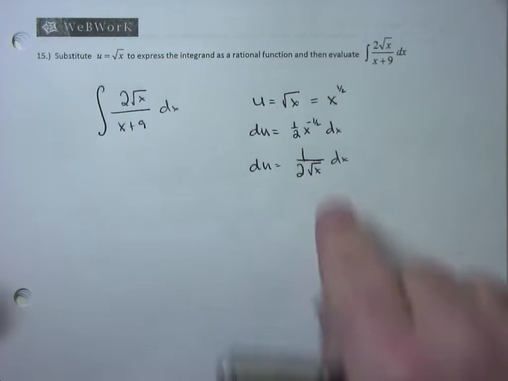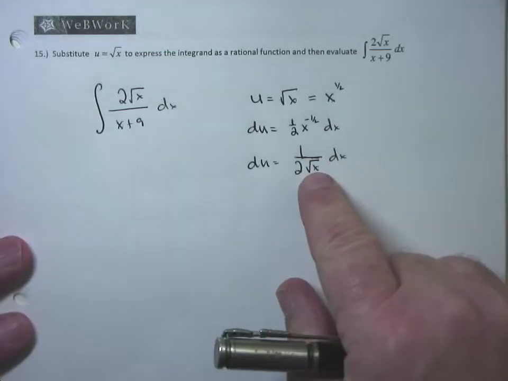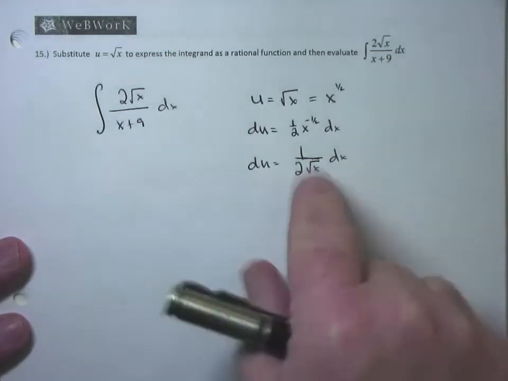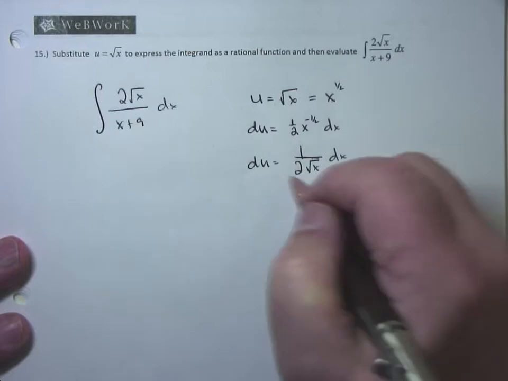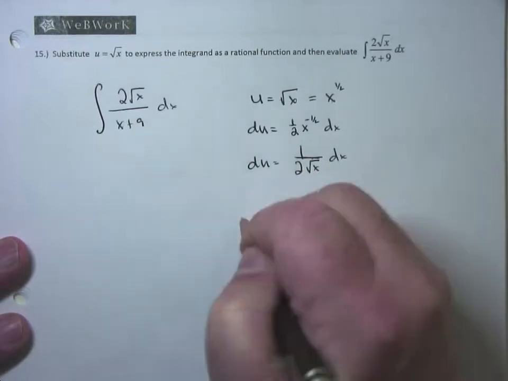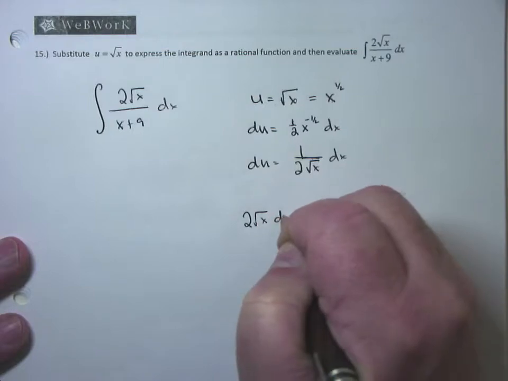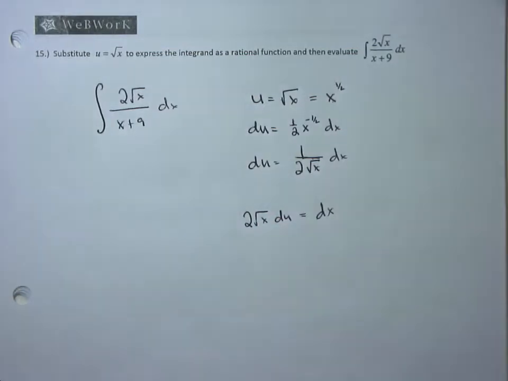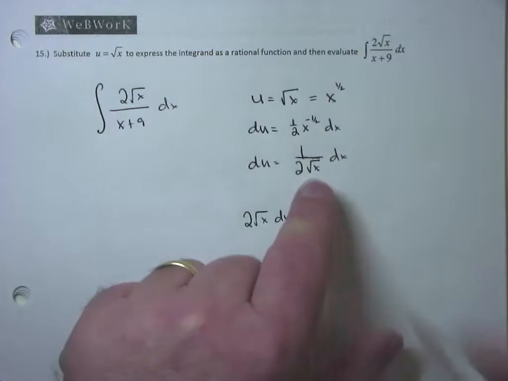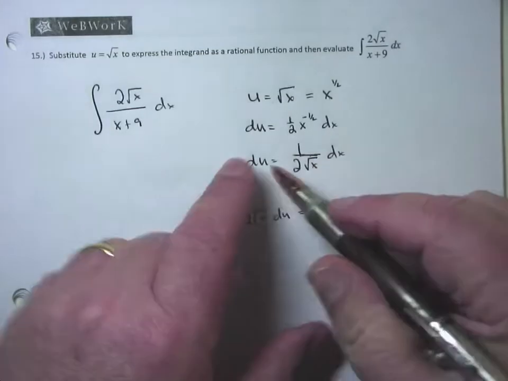Watch this. I'm going to move the constant with the variable to the du side, because I'm going to substitute in for dx. When I do that, that means the dx is going to be equal to 2 square root of x du. Does that make sense? All I did was take my constant. Even with the function, you can move the function to the du side.